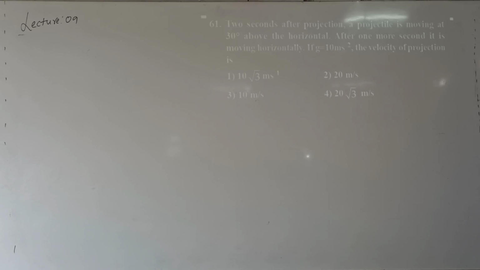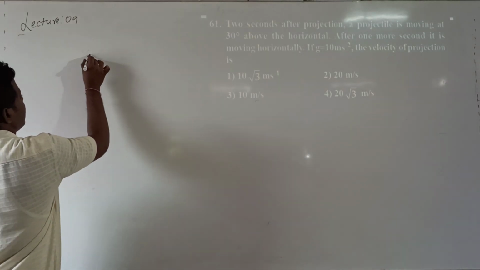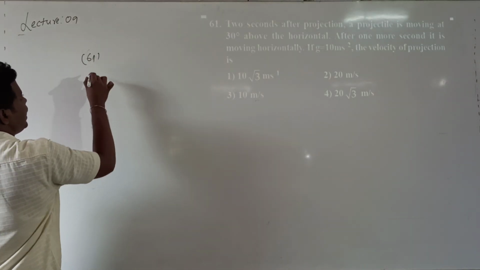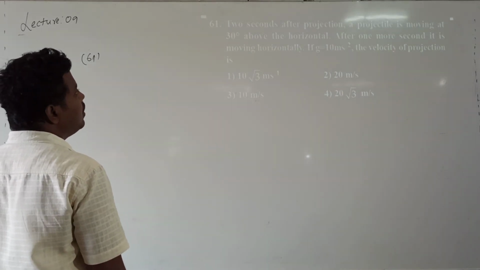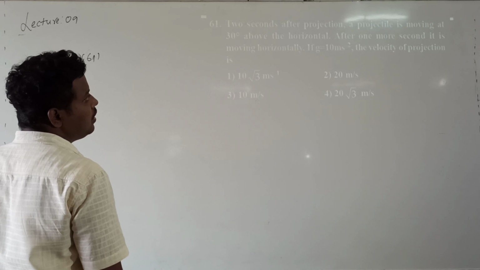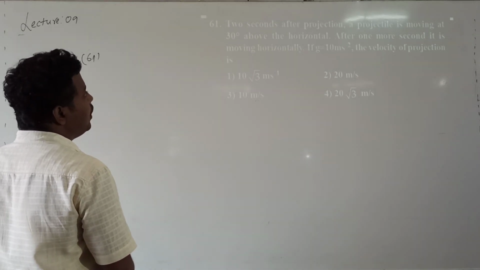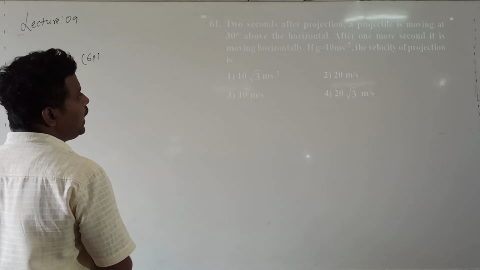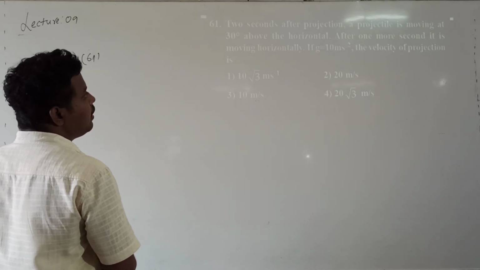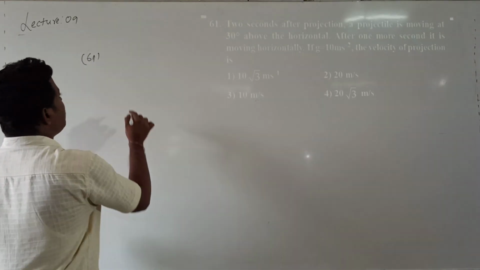Okay, this is the last question for this class. And for this motion in a plane, projectile motion, this is the last question for level 3. Two seconds after projection, a particle is moving 30 degrees above the horizontal. After 1 more second, it is moving horizontally. Then g value is given as 10. So what is the velocity of projection?